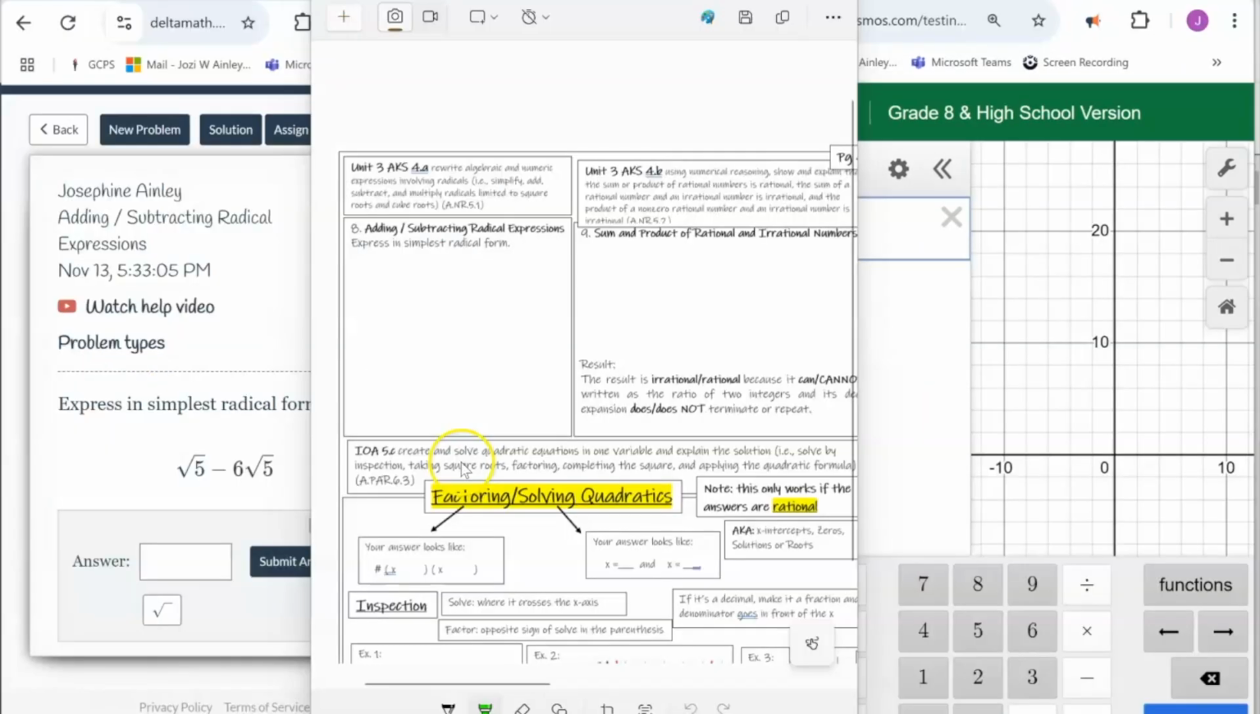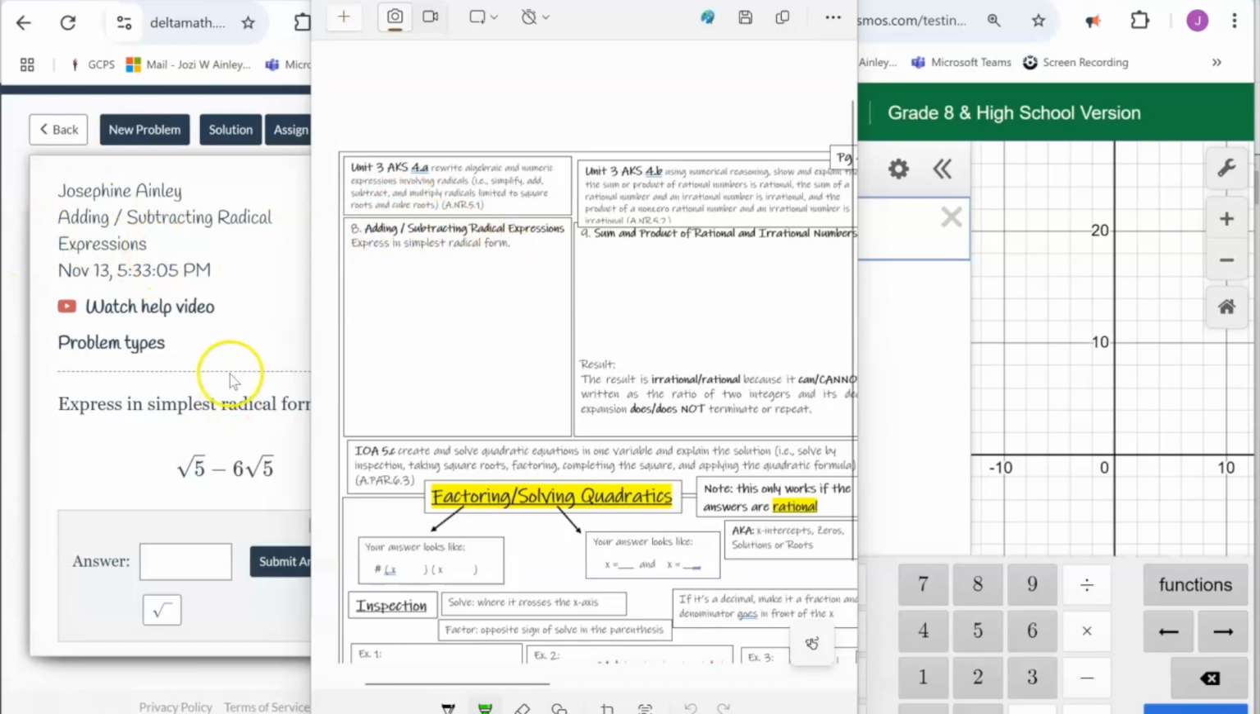Let's practice. All right, guys, we're going to take a look at AKS 4A, rewriting algebraic and numeric expressions of variable and radicals. In other words, can you simplify, add, subtract, and multiply radicals limited to square roots and cube roots? So we're going to specifically look at how to add and subtract radical expressions, and express these in simplest form.